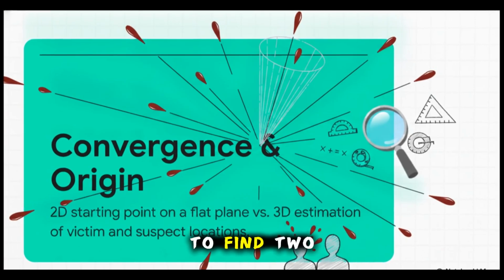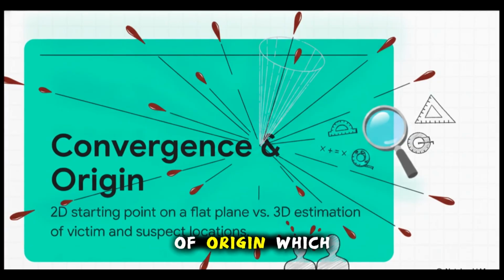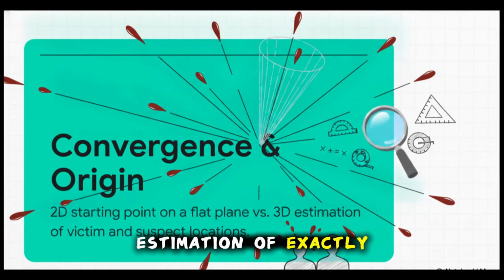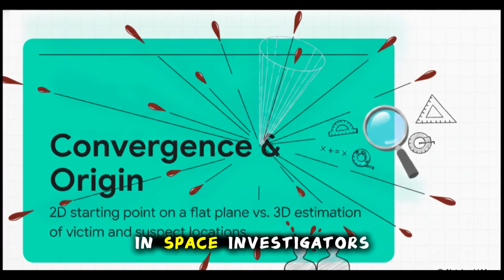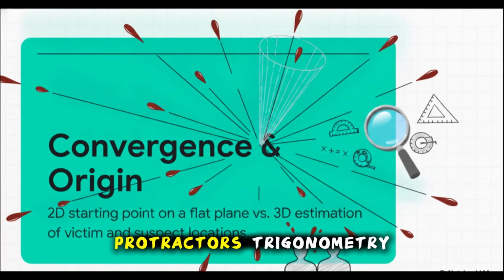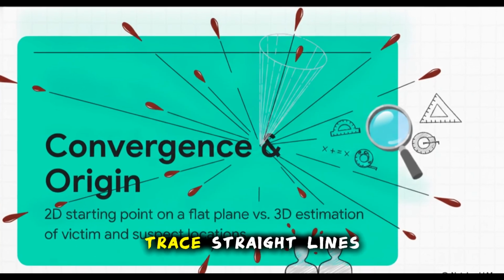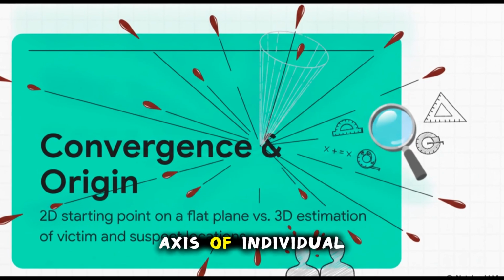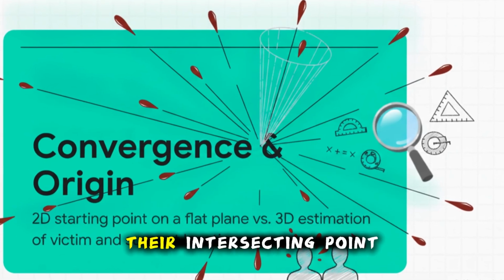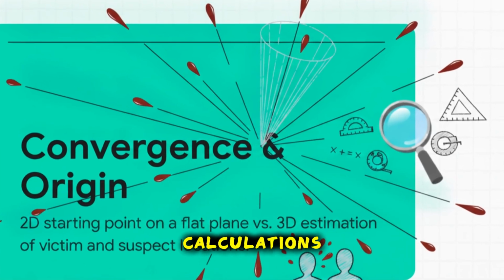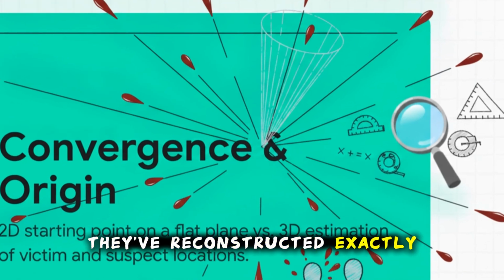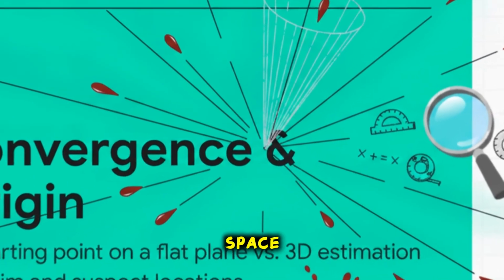Analysts use spatter to find two key things: the area of convergence, which is your 2D starting point on a flat plane, and the area of origin, which is the 3D estimation of exactly where the victim and suspect were in space. Investigators use elastic strings, protractors, trigonometry. They literally trace straight lines through the long axis of individual blood drops right back to their intersecting point. Add some height calculations, and suddenly they've reconstructed exactly where the violence happened in 3D space.